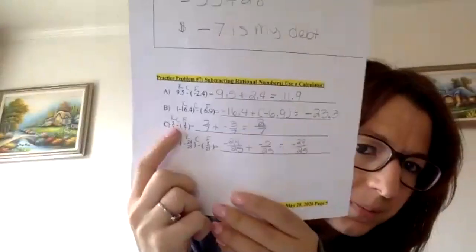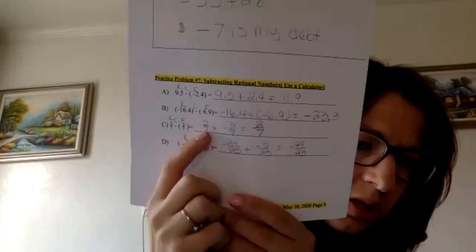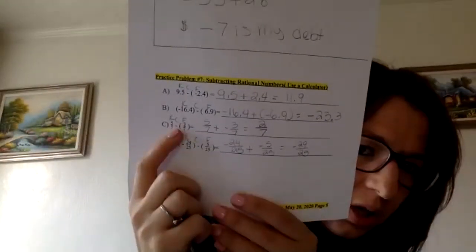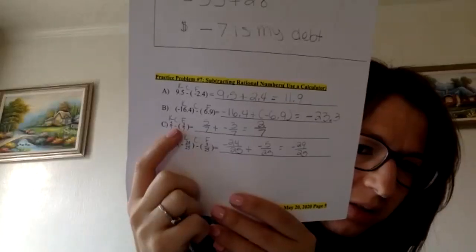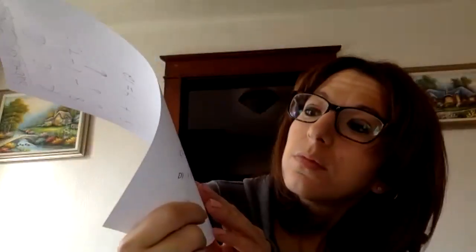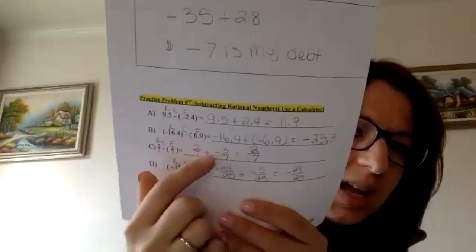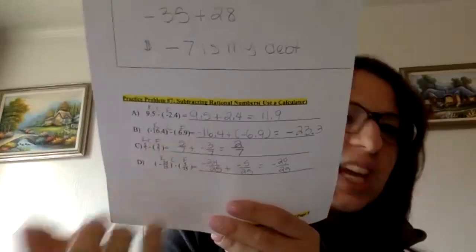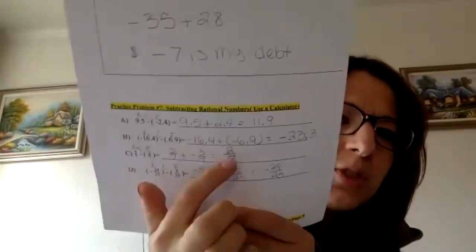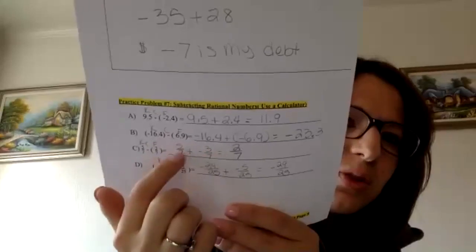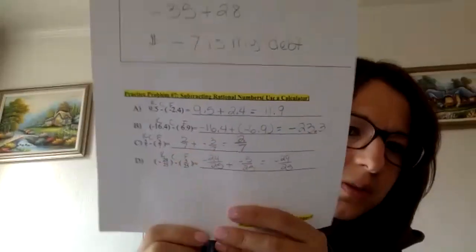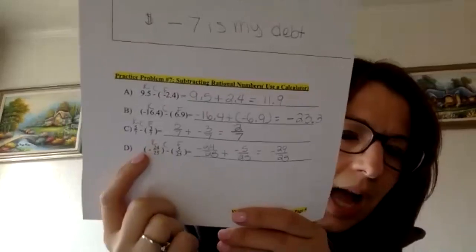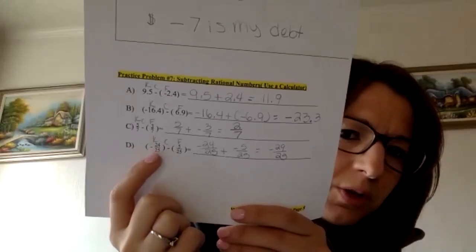Okay. So again, we're going to keep the 5/7. We're going to make the subtraction into addition, and then we're going to change the positive 3/7 to negative 3/7. So now we got 5/7 plus negative 3/7. Same rules. The denominators are the same, so I keep the 7. And because the signs are different, I subtract and I get 2/7. Same thing on the bottom. I keep the negative 24 over 25.